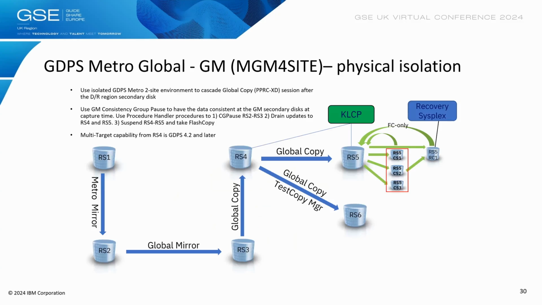And finally, this is one of the most complex solutions that we can have. This is a GDPS Metro Global GM four-site with external LCP. So we have a MGM four-site environment with RS1, RS2 on local, global mirror from RS2 to RS3, and then GDPS Metro on the other region between RS3 and RS4, and then a global copy to another external location to manage our LCP.